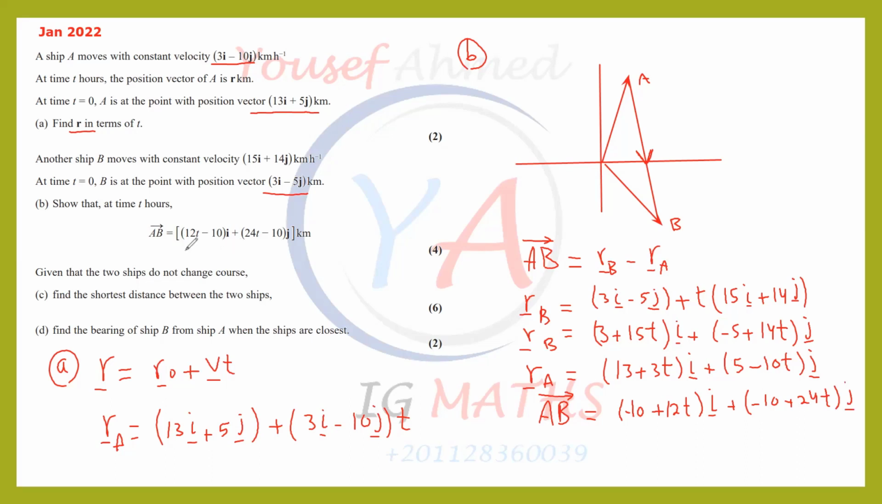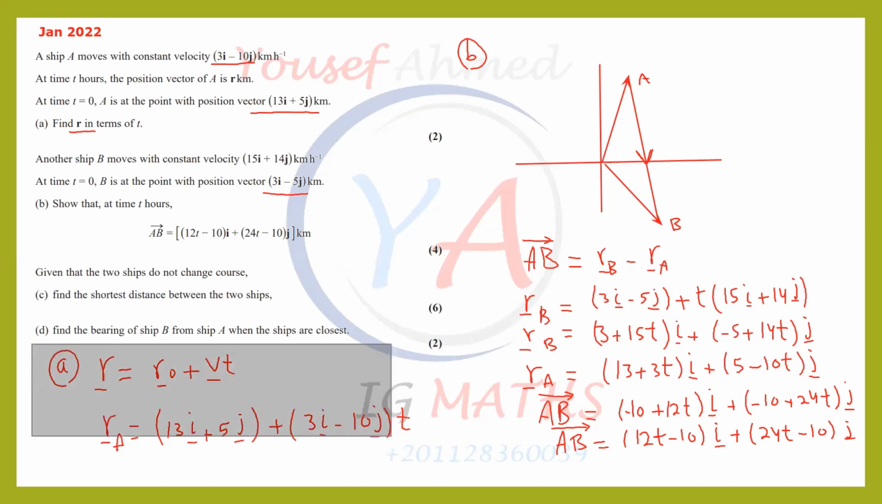If we want to write it as what's given here, you can write 12t first minus 10 in the i direction, and here it will be 24t minus 10 in the j direction, and this is AB. So it was 12t minus 10 added to 24t minus 10. And this is the vector AB.